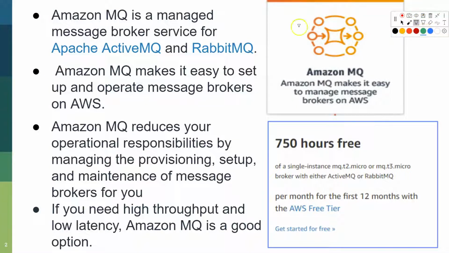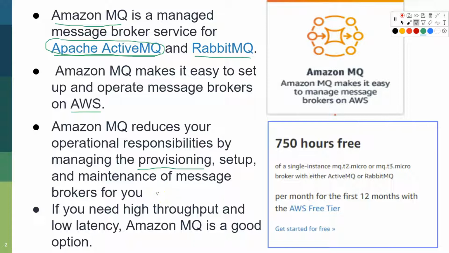So the first question is, what is Amazon MQ? It is a managed message broker service, and it supports both Apache ActiveMQ and RabbitMQ. In this tutorial, we are going to experiment with Apache ActiveMQ. Amazon MQ makes it easy to set up and operate message brokers on AWS, as we are going to see in this demo. It reduces your operational responsibilities by managing the provisioning, setup, scaling of clusters based on the requirement, and maintenance of message brokers for you.